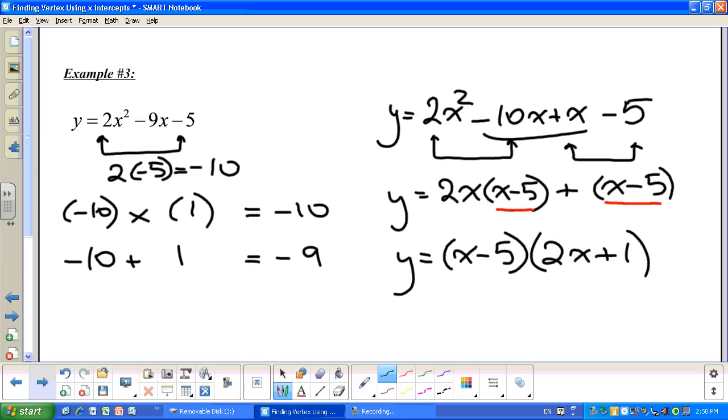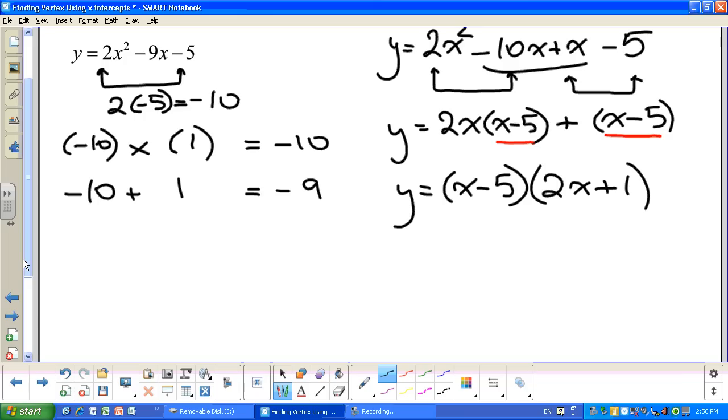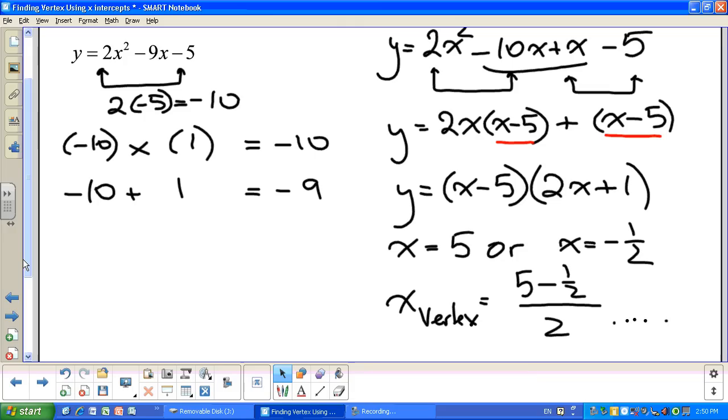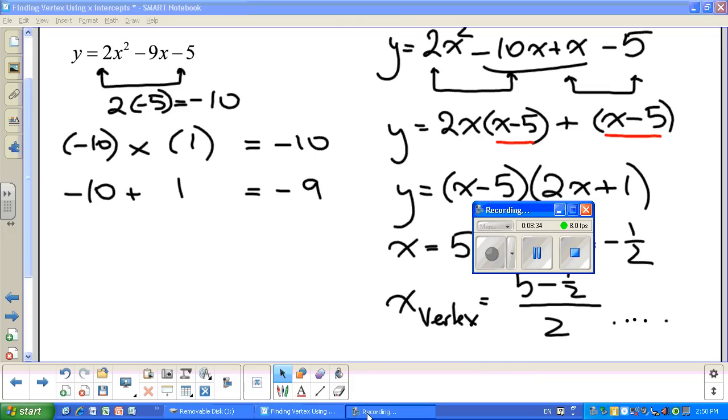And now you simply go back to solving for the x-intercepts. So one x-intercept is 5, and the other x-intercept is -1/2. And one more time, you will average these two values: 5 plus -1/2 over 2. And we can leave it for the kids to finish. Excellent.